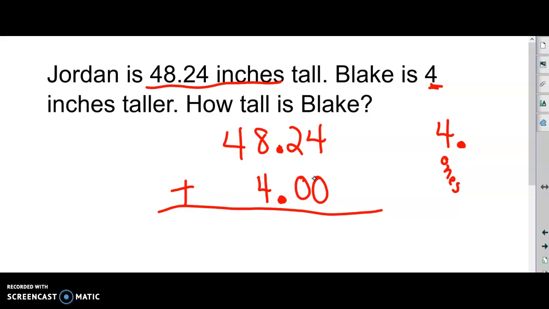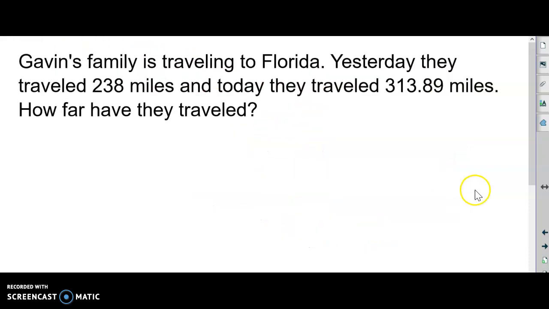So now we have 48 plus 4, so 48 inches plus 4 inches, and then we have our decimal part of 24/100 plus 0 for the bottom part. So we have 5, 2, decimal point, 2 and 4. So Blake is 52 and 24/100 inches tall. Let's look at 2 more examples.